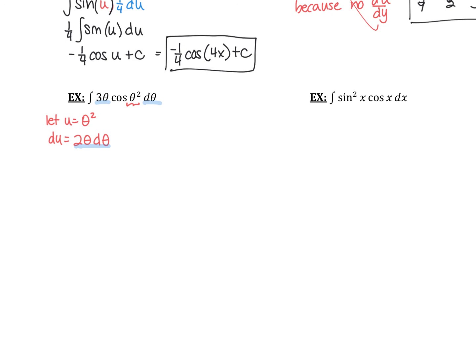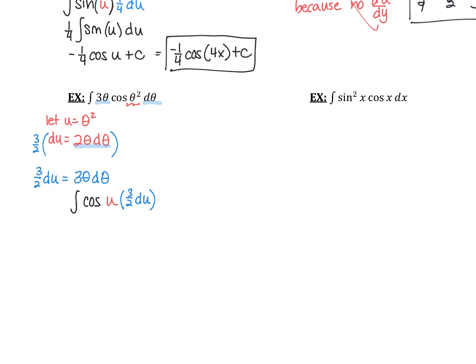So I'm going to go ahead and multiply this entire expression by 3/2. So we say 3/2 du equals, well, if I multiply that, I would get 3 theta d theta. Now I haven't changed the problem any because I multiplied an entire equation. And now I can rewrite my integral. This will become the integral of the cosine of u times, this is kind of funny notation, 3/2 du.